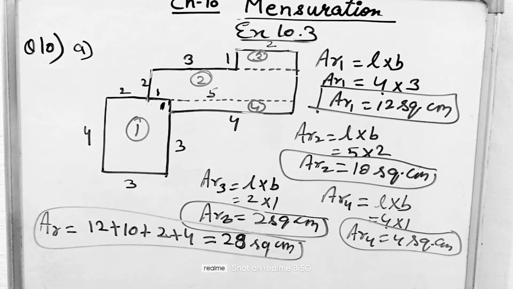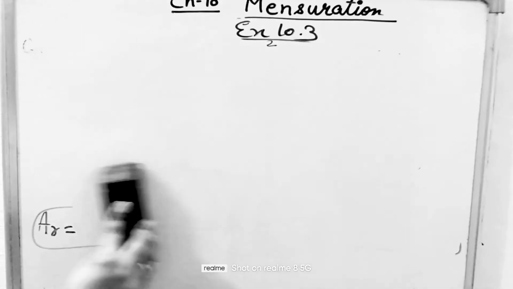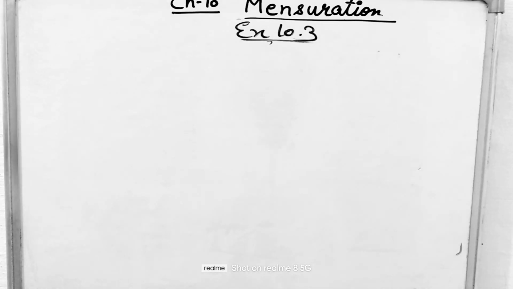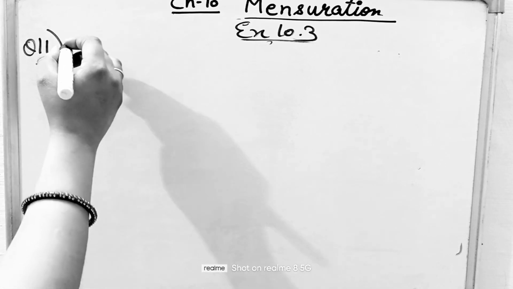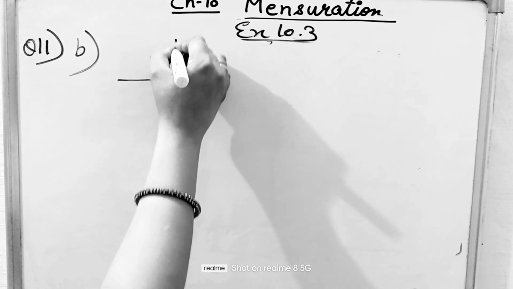In the same way, you can solve the second figure. Now come to the next question, question number 11. There also certain figures are given and you have to find their areas by splitting them into rectangles. I am solving the B part. You can solve A and C yourself. So the shape is something like this.